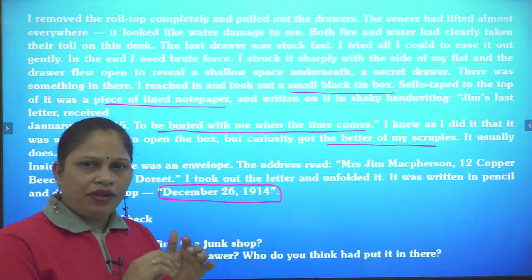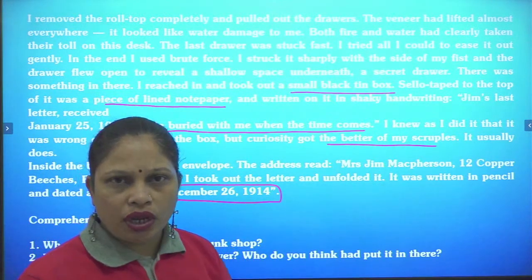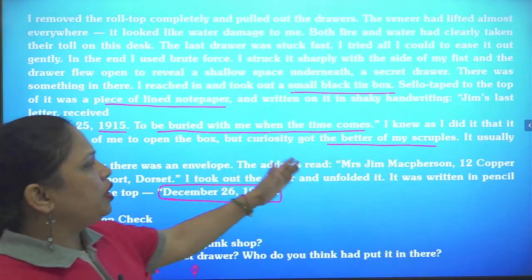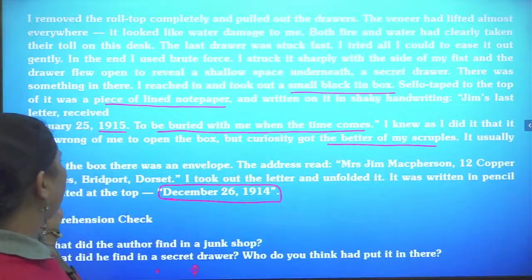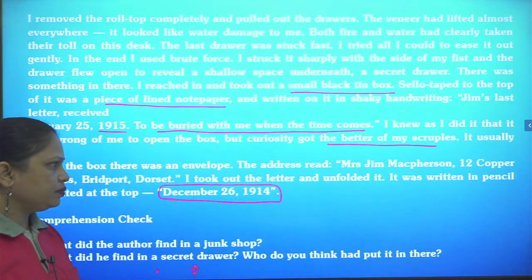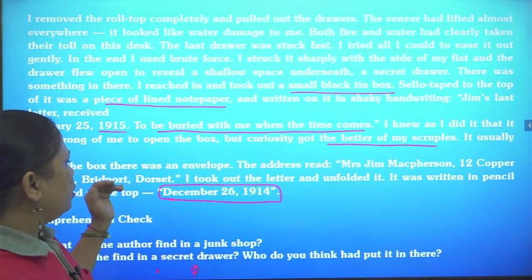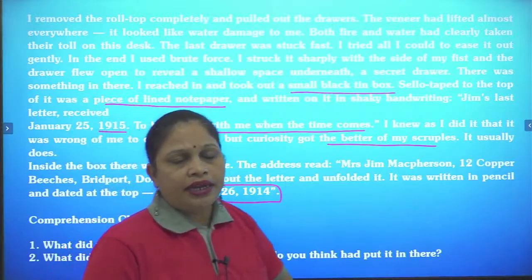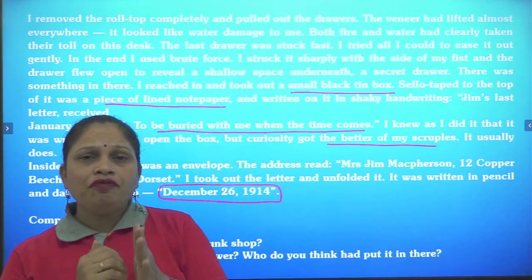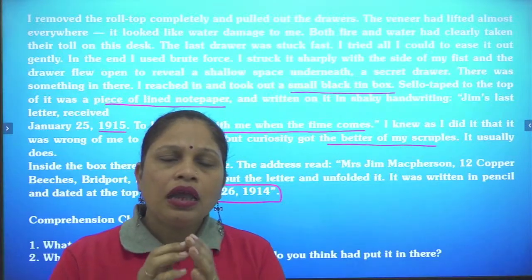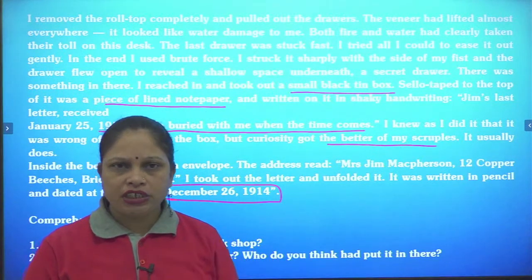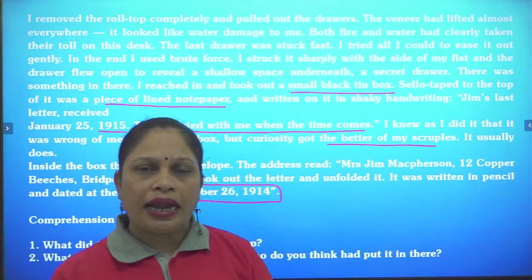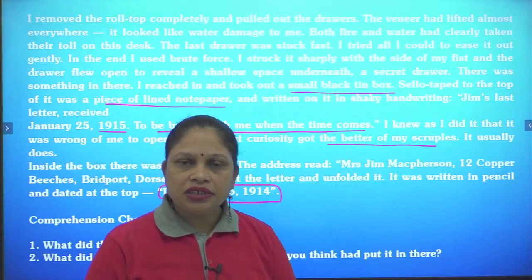When he opened the tin box, there was an envelope. On the envelope, one address was written that we discussed yesterday. Miss Jim MacPherson, 12 Copper Beaches, Bridport, Dorset. And the date was mentioned there, December 26, 1914, that I made you clear, the time when World War I began and the next day of Christmas. So what further the letter is about, who had written it, that we'll discuss today.